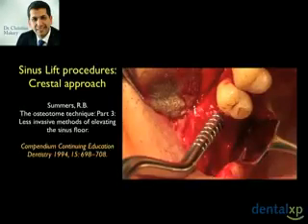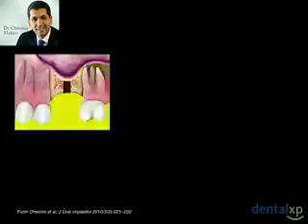In the second part of this presentation, I will try to discuss the crestal approach. This approach was first described in 1994 by Summers, and it consists of performing a sinus elevation by the use of osteotomes through the crest of the ridge. The first step of this procedure is to perform a drilling that will reach the bony floor of the sinus without breaking it.